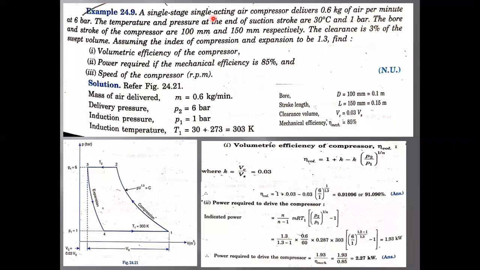volumetric efficiency of the compressor, power required, and that means mechanical efficiency is also given. If the mechanical efficiency is 85%, then what is power required? And speed of the compressor in RPM he has asked. Okay, he has mentioned units here.